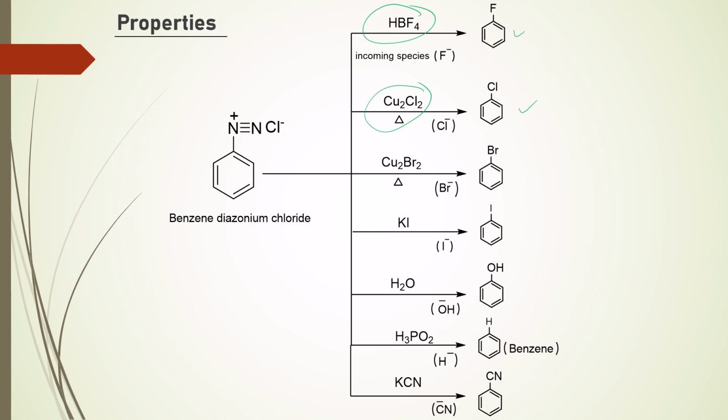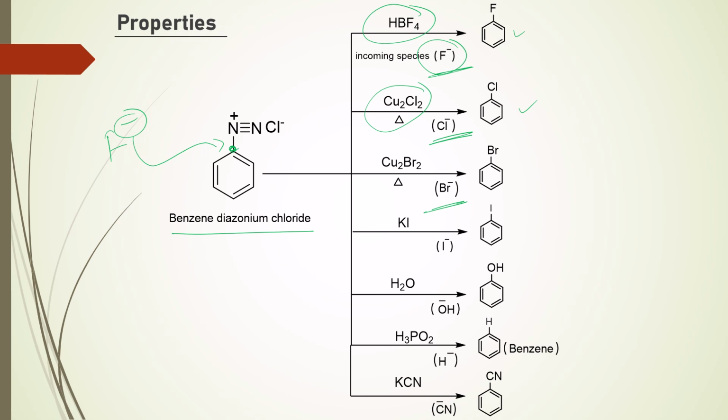First and foremost, it is very important to understand that it is always the negative part of the reagent that is attacking the benzene diazonium chloride and giving you the corresponding product. For example, if you treat benzene diazonium chloride with fluoroboric acid, the negative part of it is F minus, and this F minus is attacking this particular carbon and is giving you this particular compound.